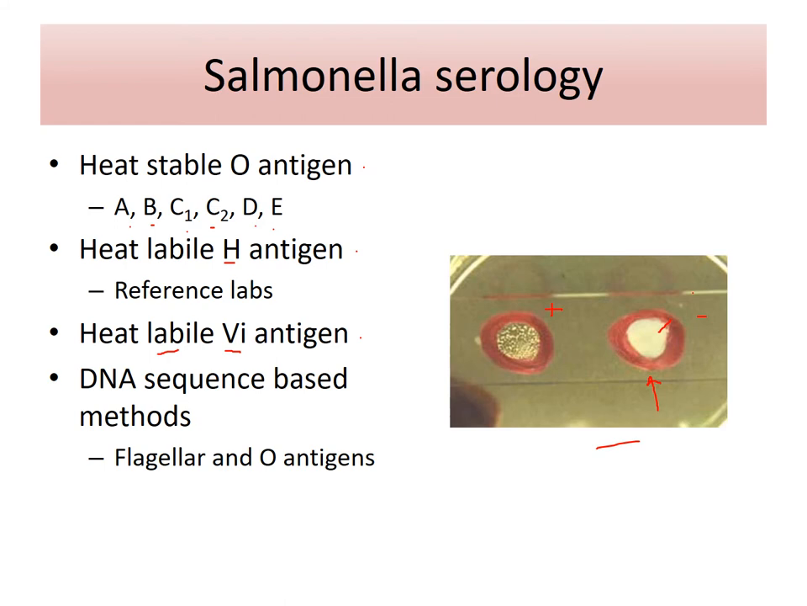Now, these serology methods are time-tested, cheap, and easy to do. It does require a lot of QC. So some labs are moving on to use DNA-based methods where we do sequencing, and we can sequence directly for the flagellar and the O antigen sequences in order to really directly link our isolate with a particular group, and we don't have to worry about crossover between the antigens or anything like that.